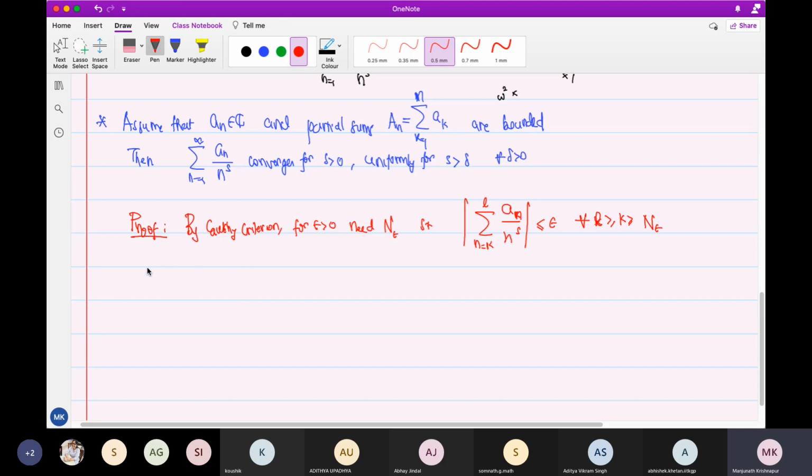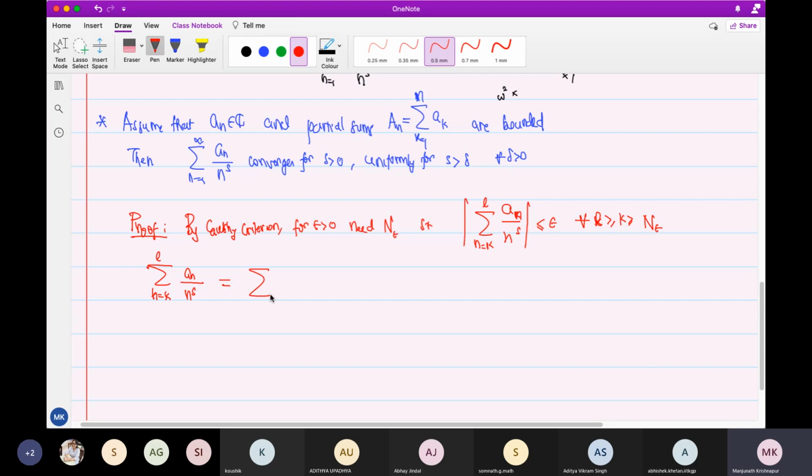So fix such a k and l. Consider the sum n equals k to l of an by n to the power s. How am I going to make use of the cancellation of an? This is a very useful thing to keep in mind, both in discrete and continuous. You have an oscillatory term, and 1 by n to the s is not oscillatory, but it is always positive. It has a decay, but you are combining it with an oscillatory term and you want to get faster convergence, right? A very good idea is always to integrate by parts in such situations. So here what we do is summation by parts.